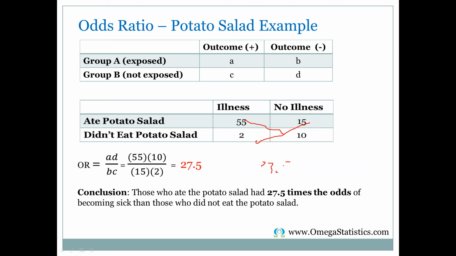27.5. Oh, this is horrible writing. And I'm going to subtract 1, so I'm going to get 26.5. And I'm going to multiply it by 100, which is going to move that over. So I'm going to get something like 2,650, right? That's my new percentage. So what I could say is that those who ate the potato salad were 2,650% more likely to become sick than those who did not eat the potato salad.